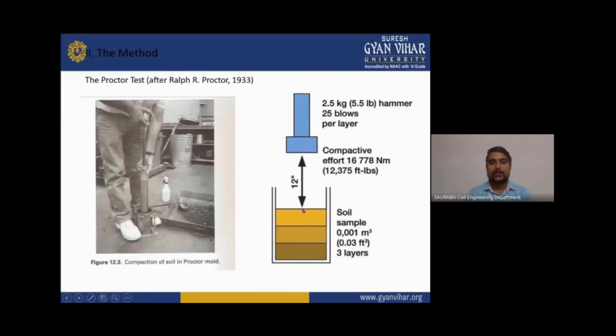And here is the method which was invented by R. Proctor in 1933, which is, as you can see here, where your soil layer is divided into three parts, and we have to use a 2.5 kg hammer, and for each layer we have to give 25 blows of the hammer.